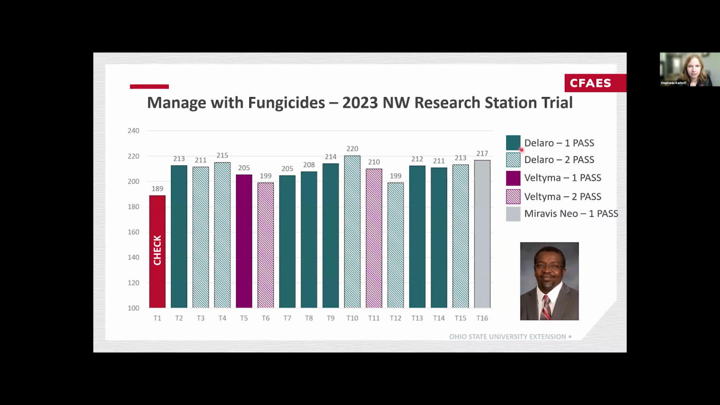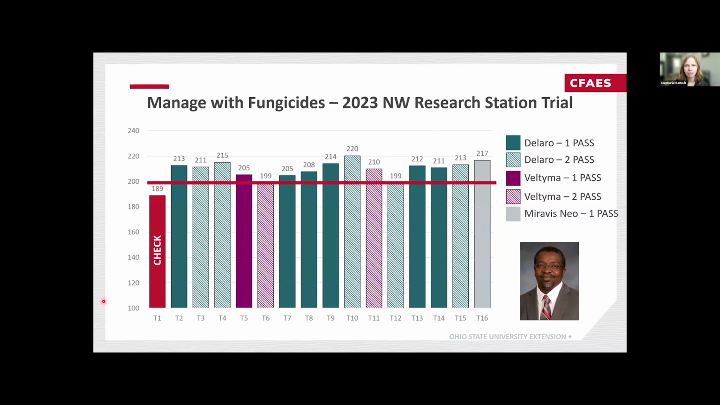And then their effectiveness varied by product. So in that teal color, we have either Delaro or Delaro Complete, purple, Veltima, and then in that gray, Miravis Neo. And then I have our 1-pass systems as a solid color, and then 2-pass systems with the striping.